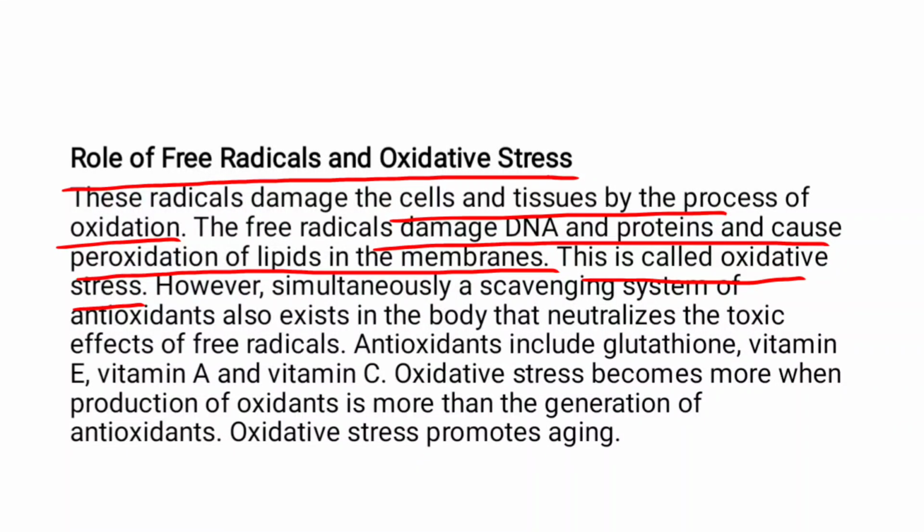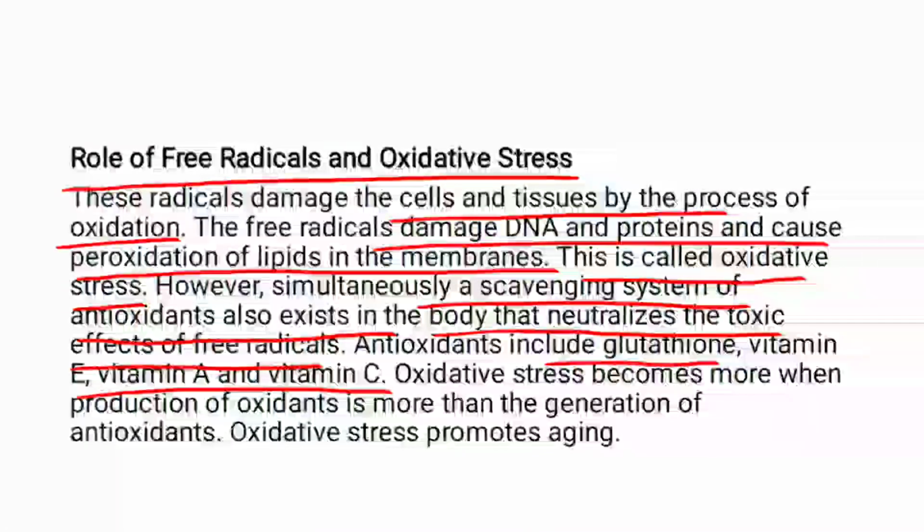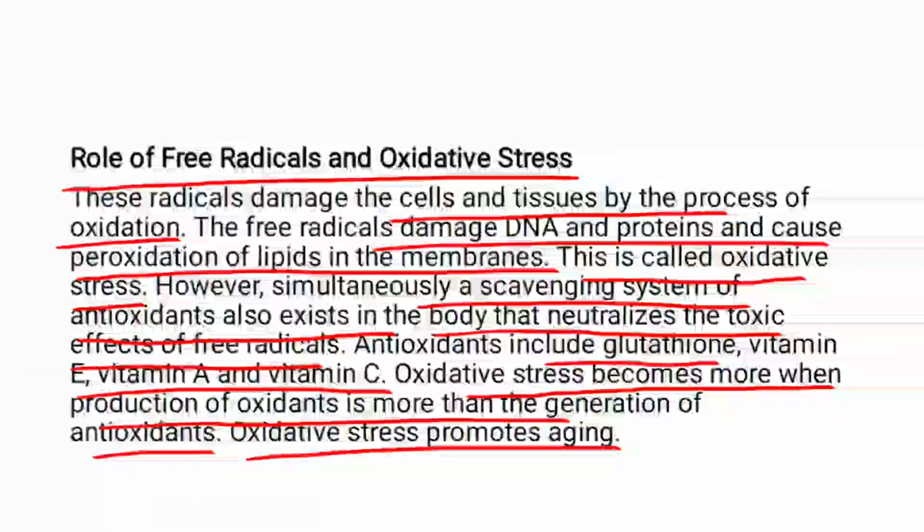However, simultaneously, a scavenging system of antioxidants also exists in the body that neutralizes the toxic effects of free radicals. Antioxidants include glutathione, vitamin E, vitamin A, and vitamin C. Oxidative stress becomes more when production of oxidants is more than the generation of antioxidants. And oxidative stress promotes aging.